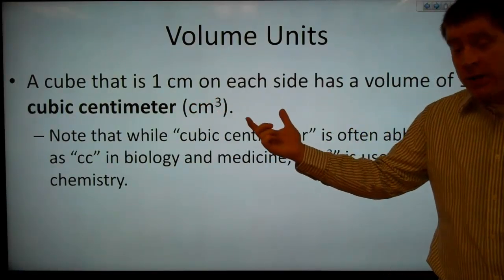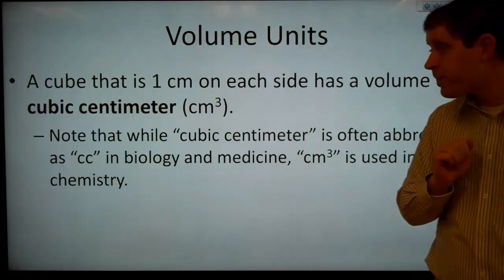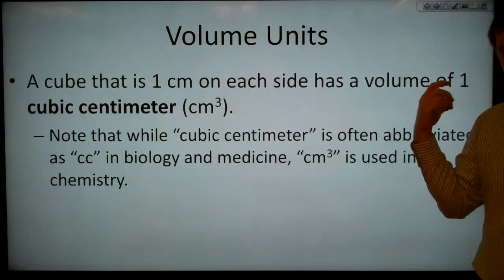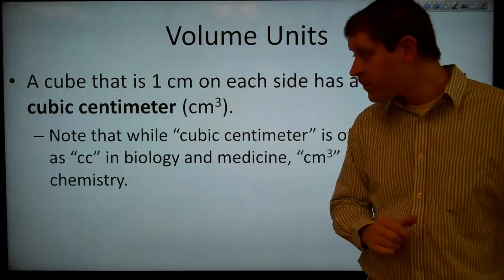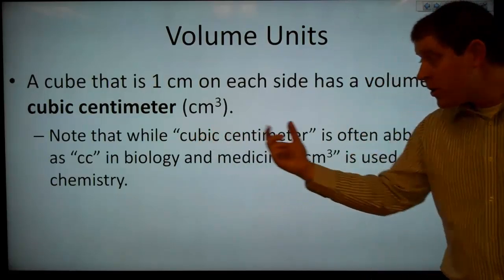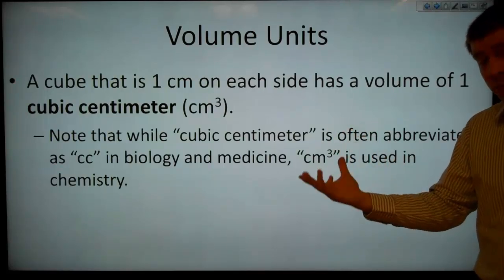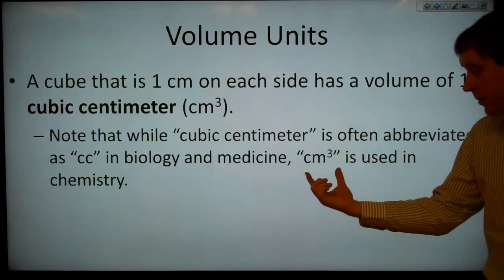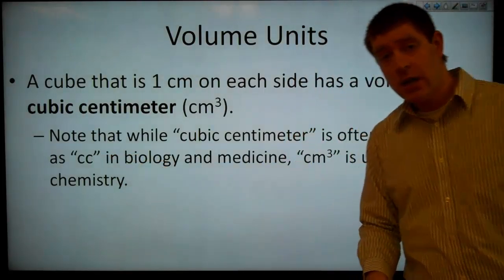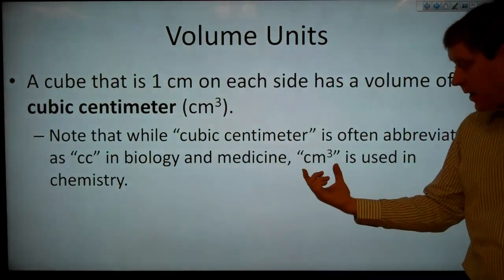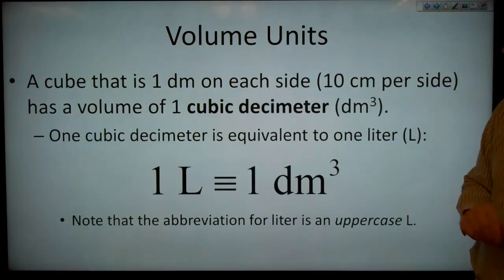Any unit of volume can be converted into the cube of a unit of distance. So a cube that is 1 centimeter on each side, so 1 centimeter by 1 centimeter by 1 centimeter, has a volume of 1 cubic centimeter, which we label this way, centimeters cubed. Note that while cubic centimeter is often abbreviated as cc in biology and medicine, centimeters cubed is used in chemistry. We don't use cc in chemistry. Instead we use cm with a superscript 3 to label it.